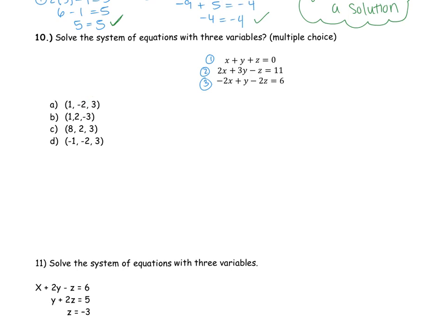So I'm going to just start with A here. And remember, these are your x, y, and z values. So if I start with A and I take 1 and I plug it into the first equation.